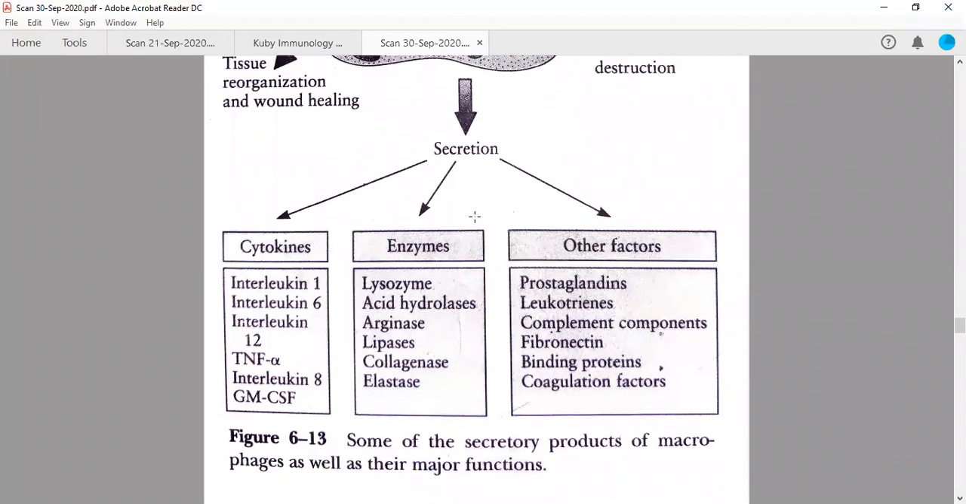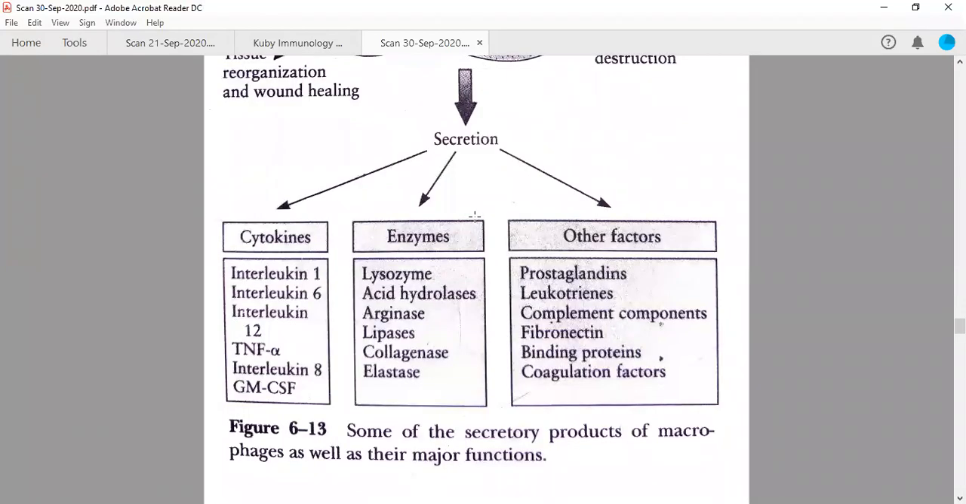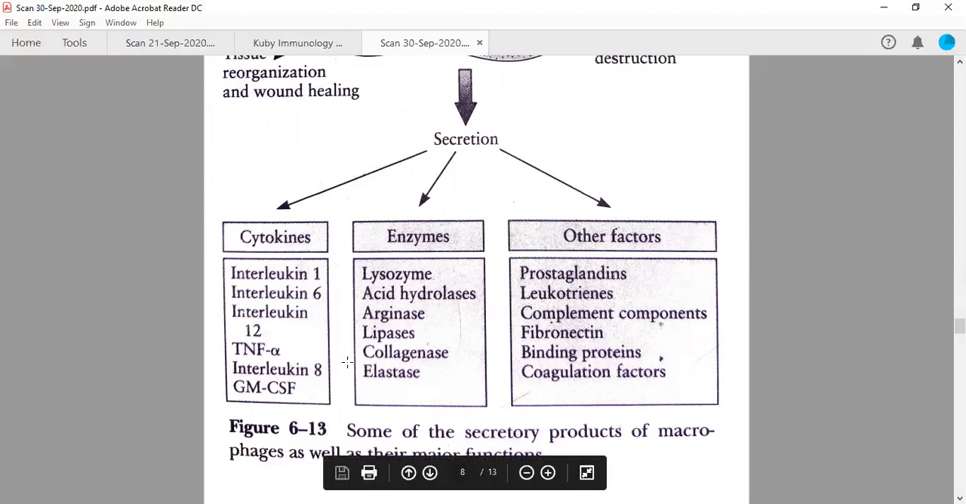They secrete a large number of proteins. Around 100 proteins are secreted, including some cytokines, enzymes, and other factors. Some very important cytokines which are secreted are interleukin 1, 6, 12, tumor necrosis factor alpha, interleukin 8. As I told you, interleukin 8 is a kind of chemotactic factor, and granulocyte monocyte colony stimulating factor.